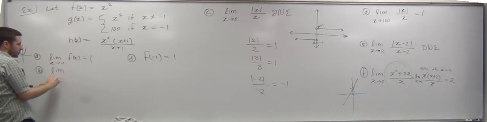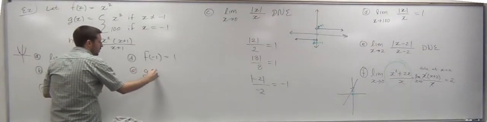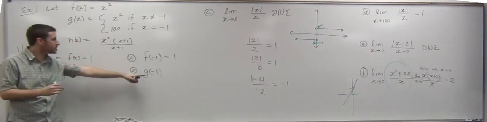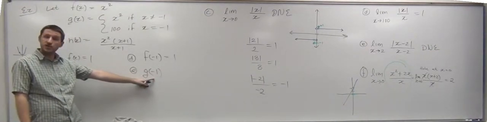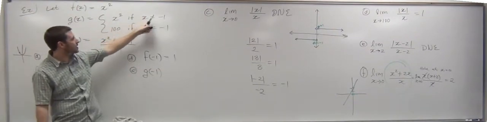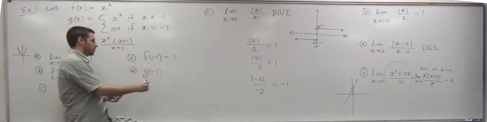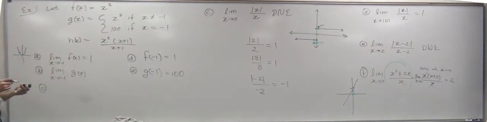If I do the limit as x goes to -1 of g of x versus g of -1, what happens? G of -1 is pretty easy to calculate, right? What's that? Doesn't exist? No, g of -1 exists. So g of -1 would mean you go into this branch of the piecewise function and you get out 100. But what about the limit as x goes to -1 of g? 100?